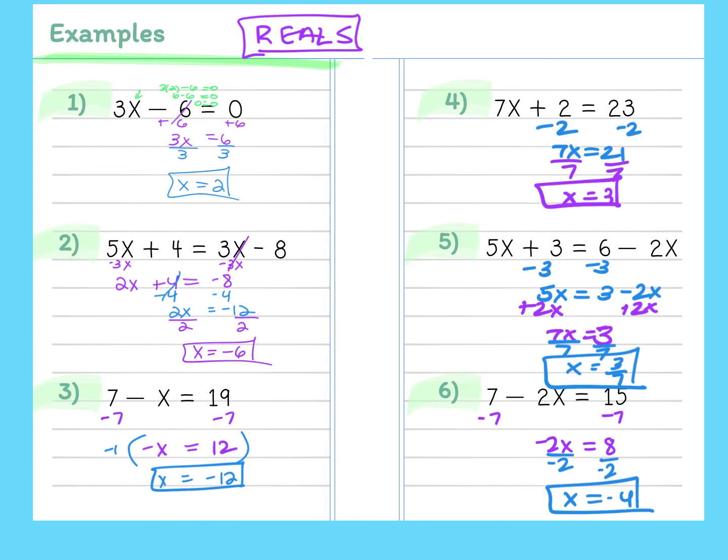Don't try to put these in decimal format. Don't try to round them, nothing like that. Keep them in their exact fraction form. 6, I subtracted the 7. Negative 2x equals 8. Divide both sides by negative 2, and I get x equals 4.